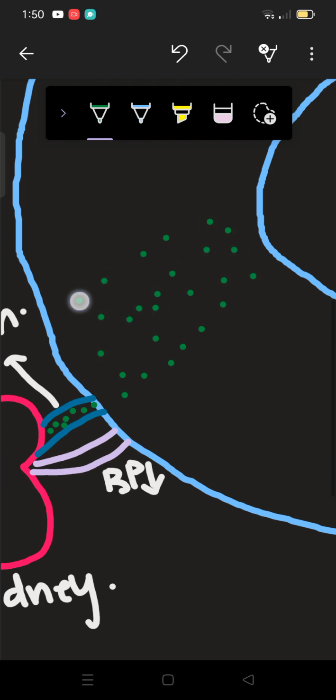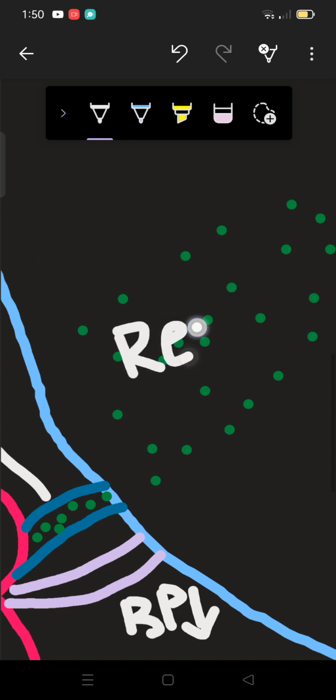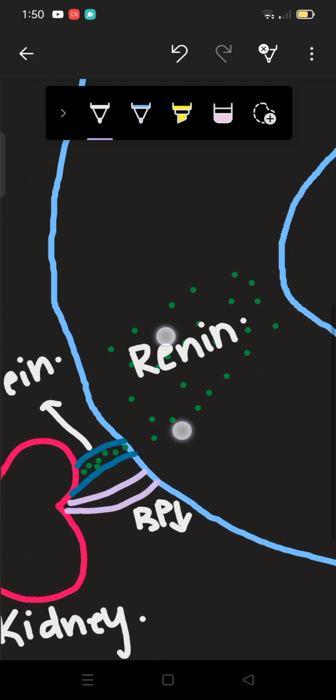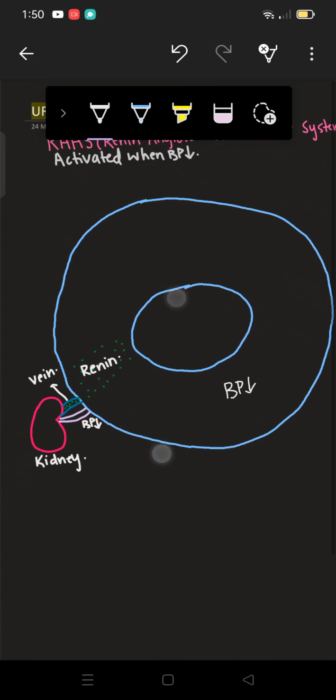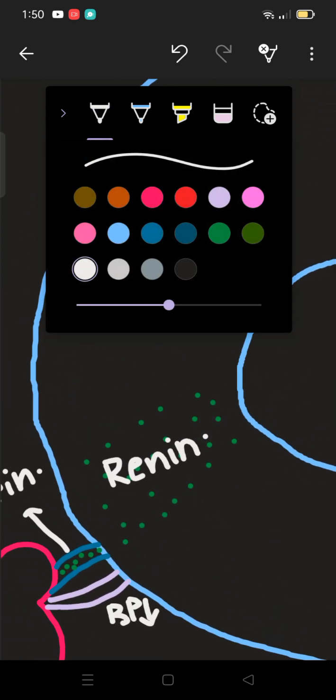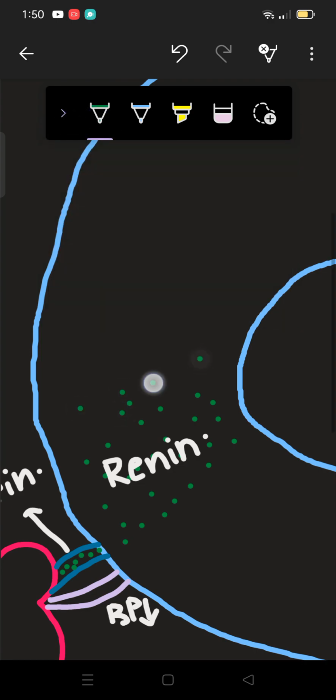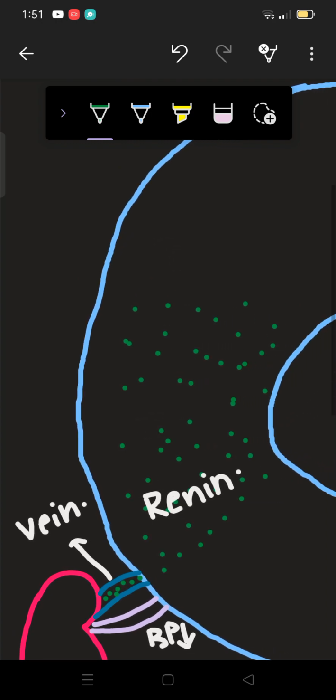And this chemical is known as renin, alright, renin with a single n. So renin is in the blood now. Now it will go to the heart, and from the heart it will be pumped. Here I should make more renin. This is in the whole kidney. So this blood will be pumped out to the liver.